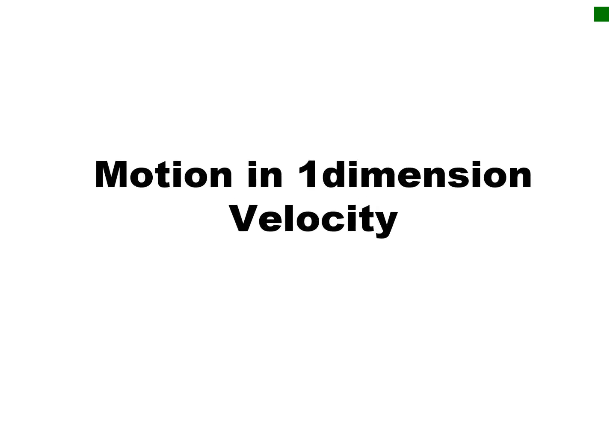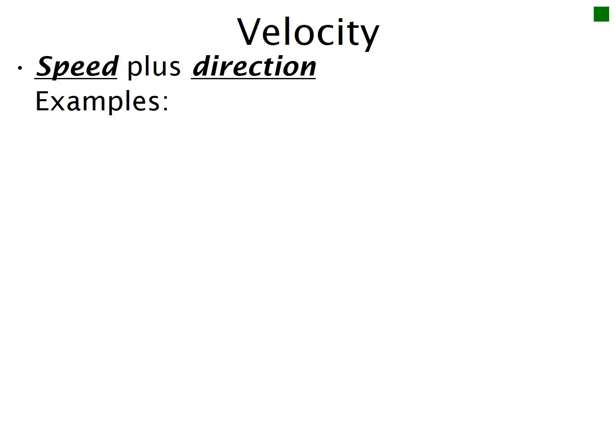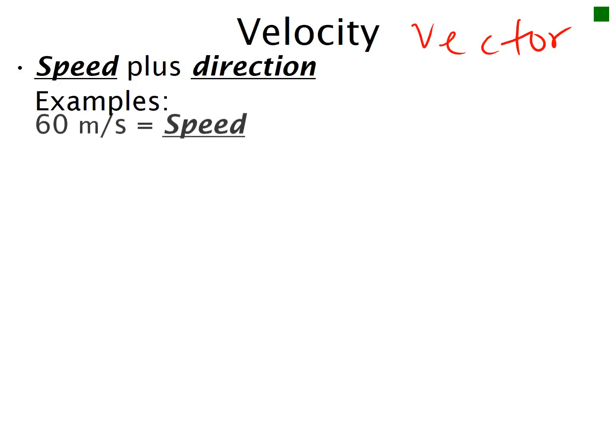Alright guys, so today we're going to talk about motion in one dimension, and we're going to talk about velocity, which is similar to speed. But when we talk about velocity, we're going to talk about speed plus direction. So when we discuss velocity, it does have the direction component. So velocity is a vector. Remember, a vector has a magnitude plus a direction.